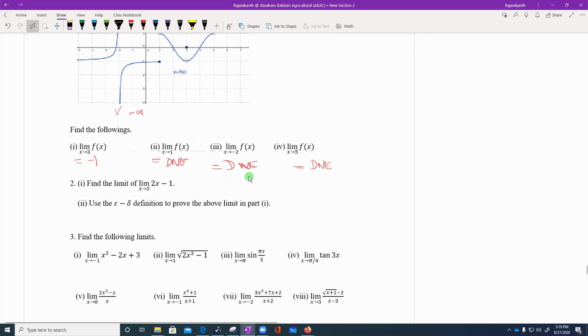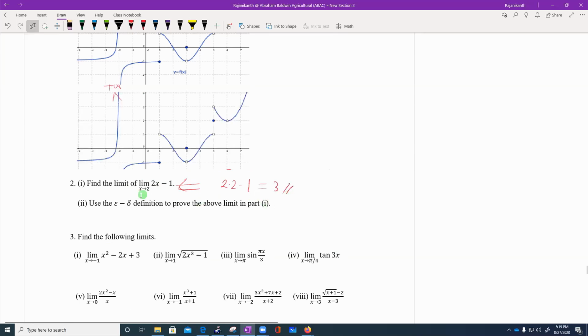The second one, just simply plugging the values. What is the limit value? Easy. 2 times 2 minus 1, which is 3. Very easy. But the second part, you have to use the epsilon delta definition to prove that above result, the answer you got.